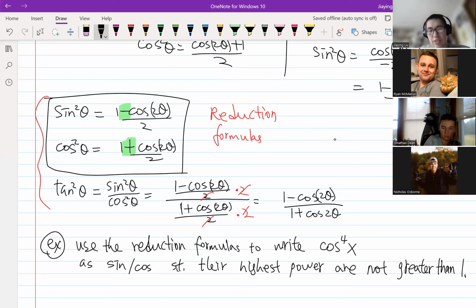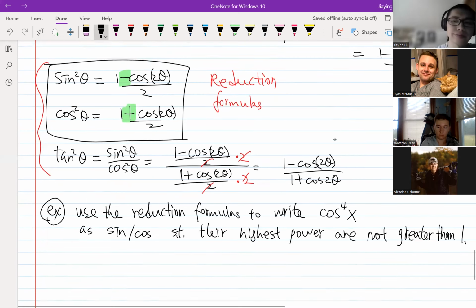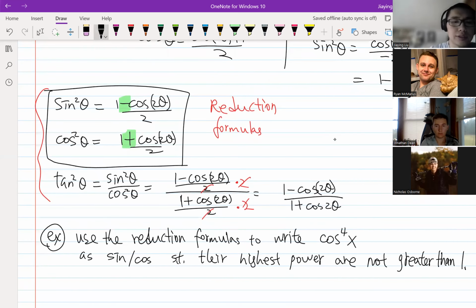So we're going to take cosine to the fourth power of x, and write it in terms of sine and cosine, but the power of the sine and cosine terms is 1 at maximum. They're not going to be squared. They're not going to be cubed. So let's begin with cosine to the fourth power x. You can think of it as cosine squared times cosine squared, or as cosine squared and then square everything. It's up to you. It doesn't really make a lot of difference.